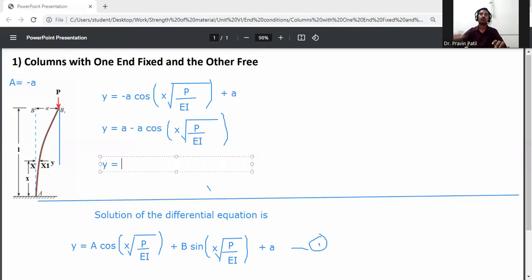So y is equal to a in bracket 1 minus cos in bracket x root of p by a.